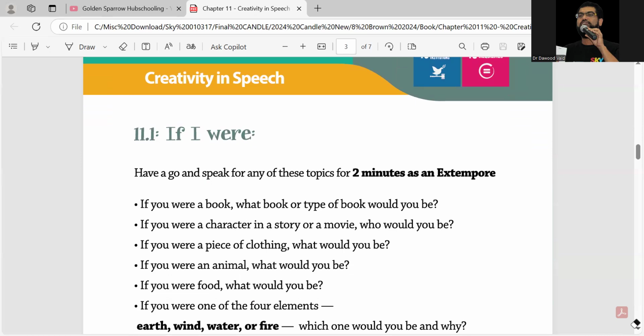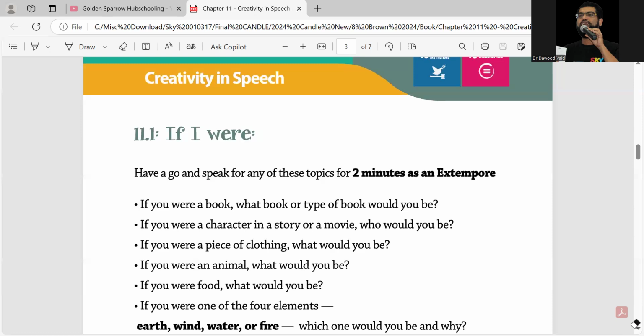So here is a quick go at extempore. Think of a very simple thing. If you're a book, what type of book would you be? Think of a genre. Would you be fiction, non-fiction? Is it a Robin Sharma kind of a book, or is it a Percy Jackson kind of a book? Is it mythological or a Harry Potter series, or is it a too deep, reflective thing?